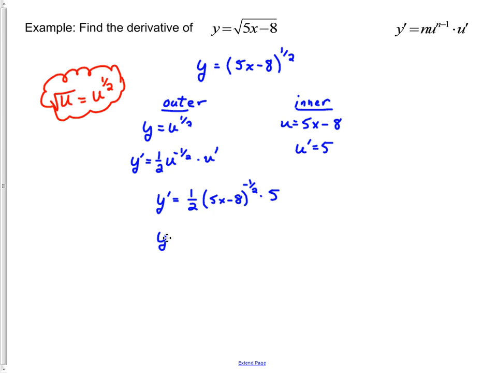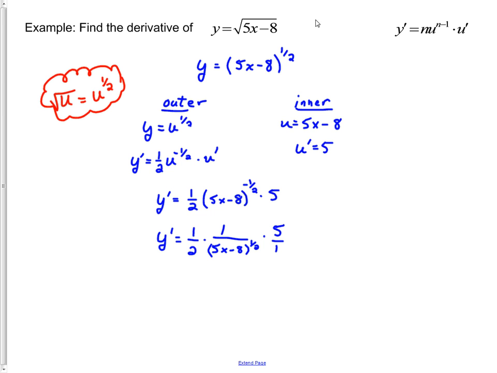So y prime is going to be 1/2, and that 1/2 is going to be multiplied by 1 over the quantity 5x minus 8. This time, because we moved 5x minus 8 to the denominator, that becomes positive 1/2 as the power. And that's times 5. Now 5, that wasn't over anything, right? So we'll just say it's over 1, really, because it's a nice whole number. So now we're going to simplify this one more time.